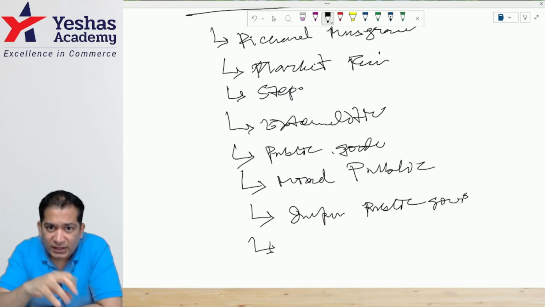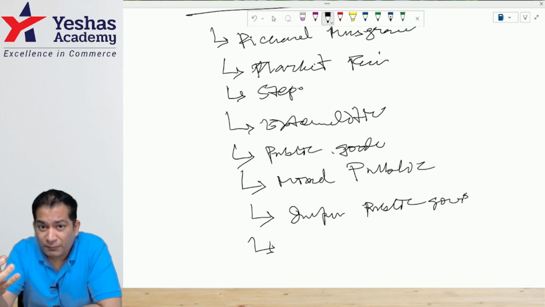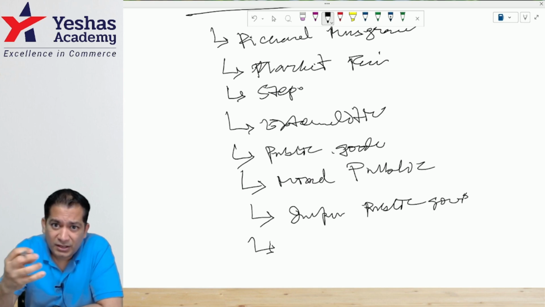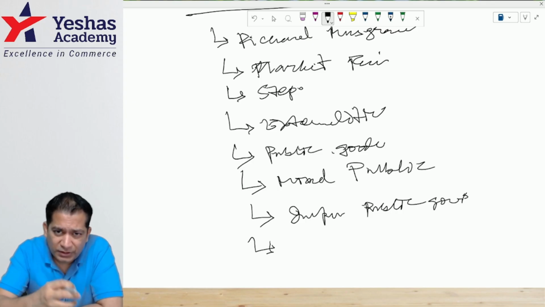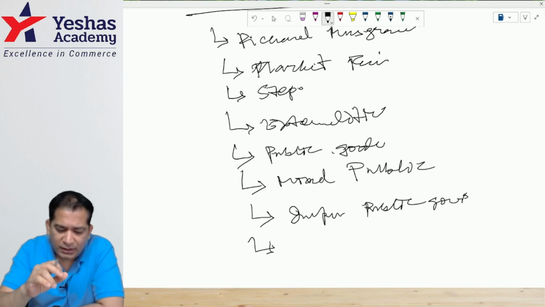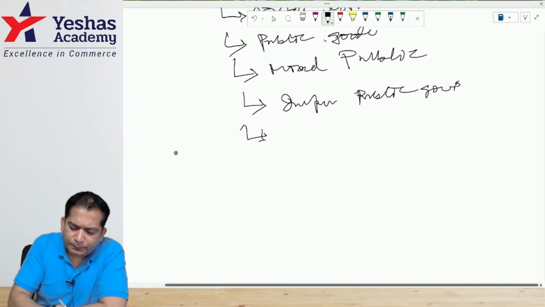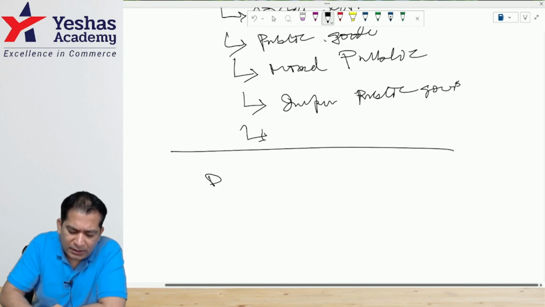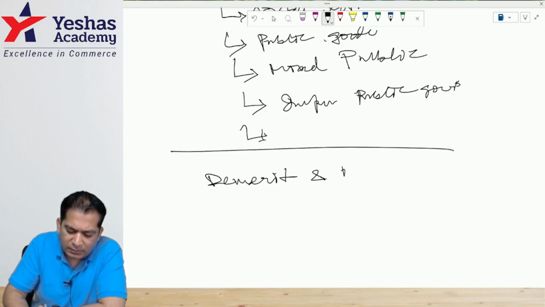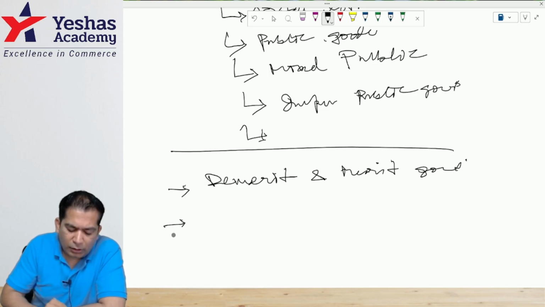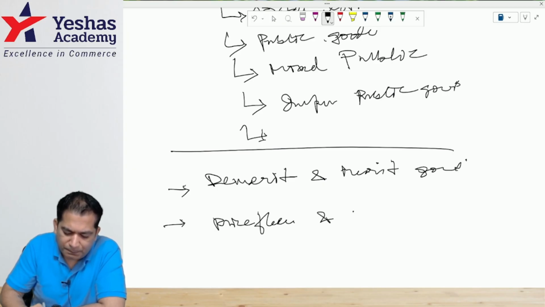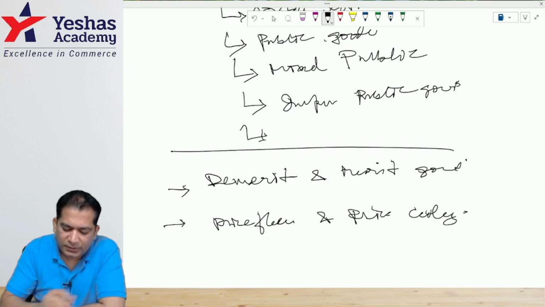So all these things, externalities, negative consumption externalities, negative production externalities, positive production and positive consumption externalities, we have to cover nicely. Then about demerit goods and merit goods, you will always get one question. Then non-market pricing, that is price floor and price ceiling. You'll always get a question from here.